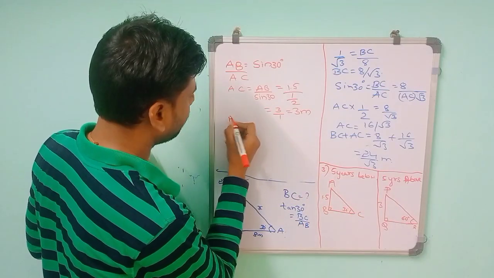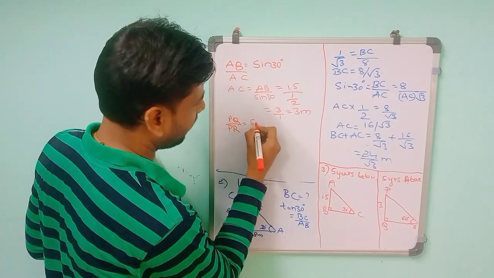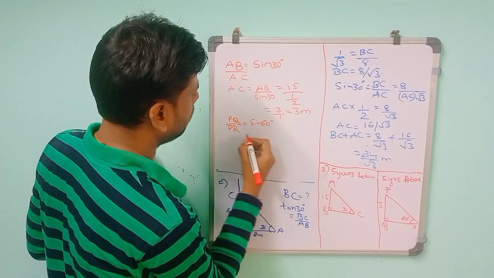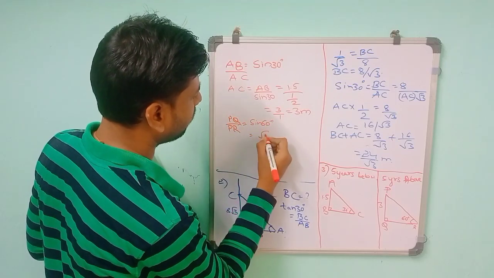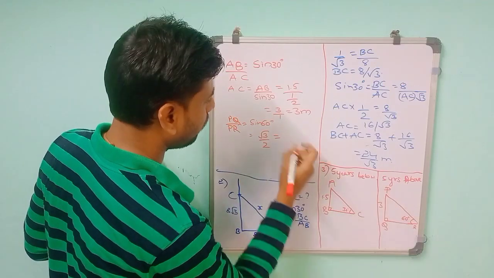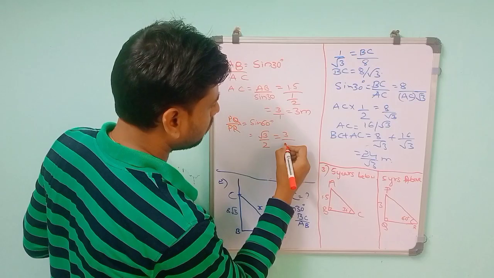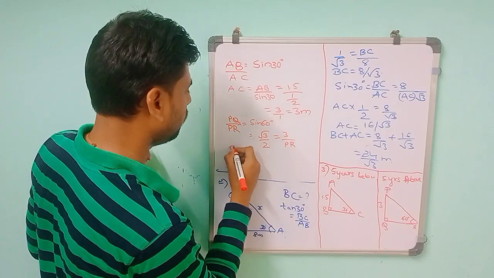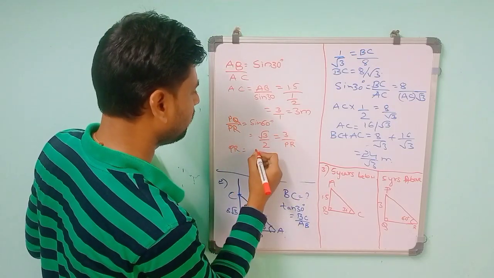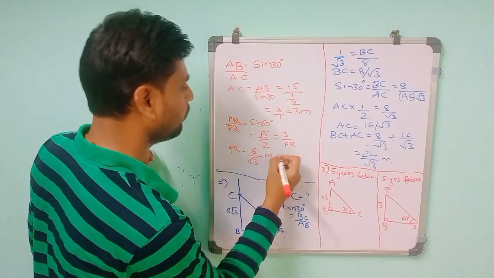Similarly, for the step height of 3 meters, PQ by PR is equal to sine 60. So sine 60 is root 3 by 2, which is equal to PQ, that is 3, divided by PR. Keep PR as it is. So 2 into 3 is 6, and the answer is 6 by root 3 meter.